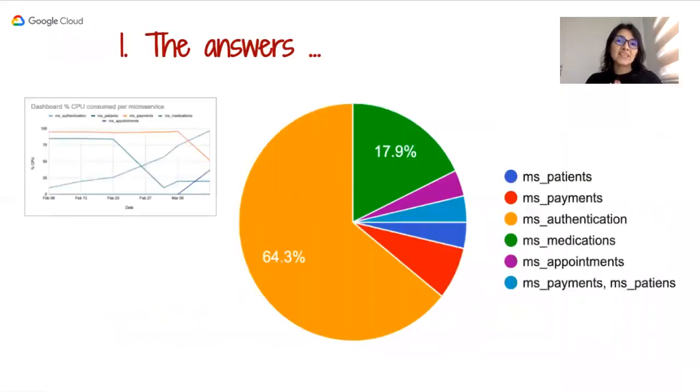Probably this line chart was confusing for our participants since the answers were distributed among several options. Just 55% selected the correct answer. Remember, the correct answer is microservice authentication, see the slice in orange in the pie. On the other side, it is curious that 11.1% of participants chose payments, a service that effectively had a high consumption in the previous days, but not for now.